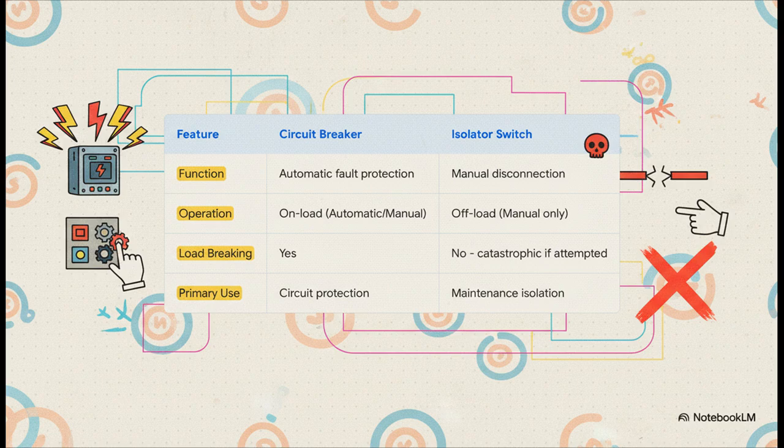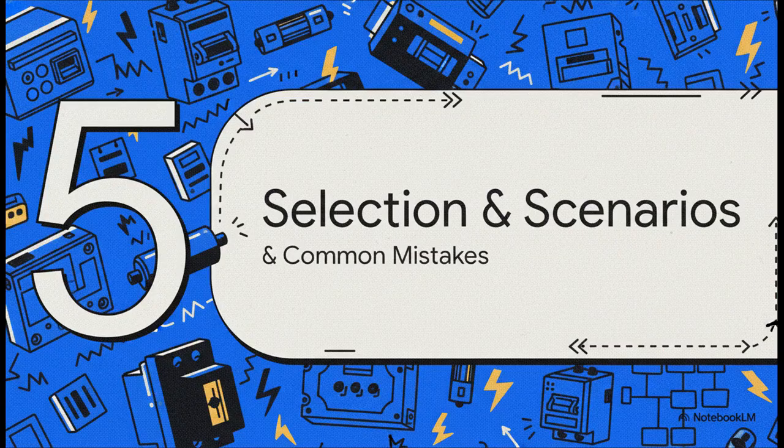That's its whole purpose. An isolator, however, is just a simple mechanical switch, and as the table says, trying to open it under load can be catastrophic. You can create a massive, dangerous electric arc. Its only job is to provide a guaranteed, visible air gap for maintenance, but only after the circuit has already been de-energized. Look, knowing what each device does is half the battle. The other half is knowing how to choose the right one for the job. So let's get into the practical side of things, selection, and some common applications.